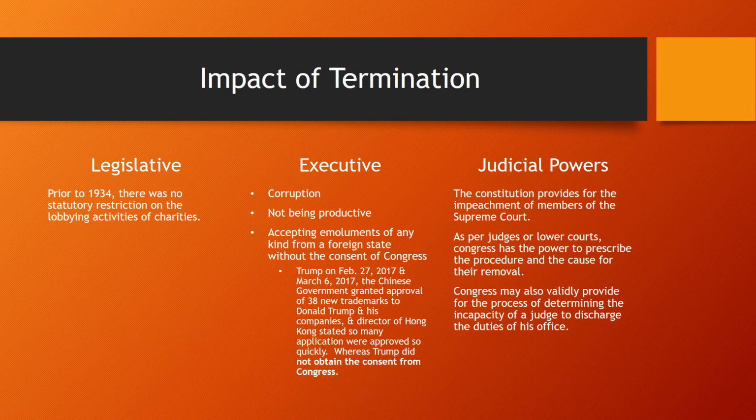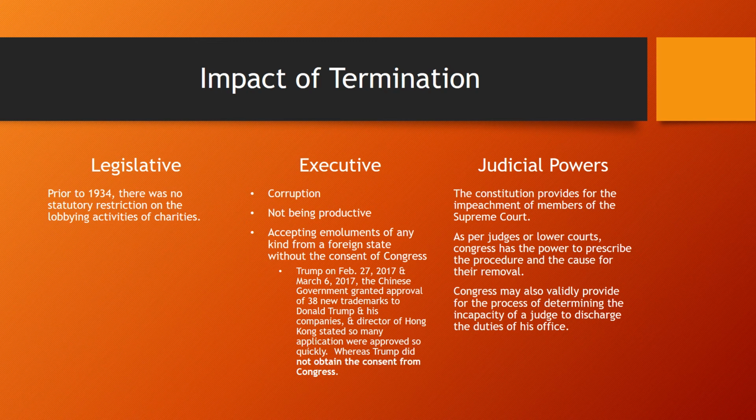The impact of termination. In legislative, prior to 1934, there was no statutory restriction on the lobbying activities of charities. The executive has, on corruption, not being productive, accepting emoluments of any kind from a foreign state without the consent of the Congress. The example I gave was I heard on Trump, our current President Trump, that on February 27th and March 6, 2017, the Chinese government granted approval of 38 new trademarks to Donald Trump and his companies, and the director of Hong Kong stated so many applications were approved so quickly. Trump did not obtain the consent from the Congress like he should have.